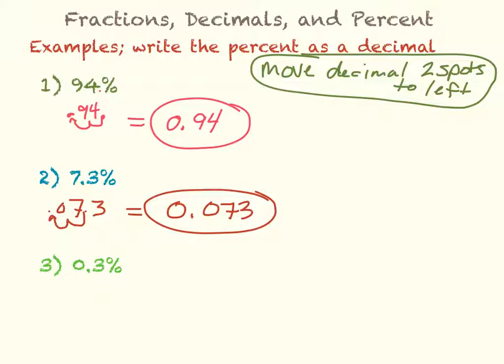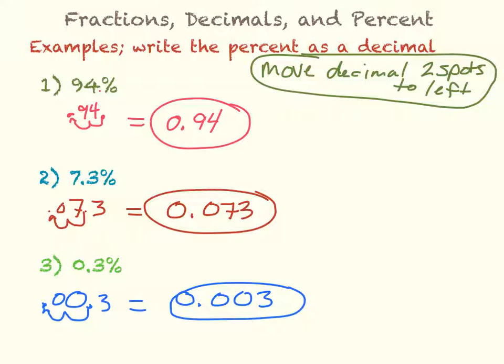And the last one is 0.3%, so I'm going to move it 2 spots and put a new decimal point. So my final answer is 0.003, and that is 0.3%. And that's how you change a percentage into a decimal.